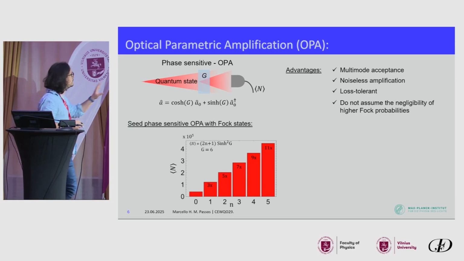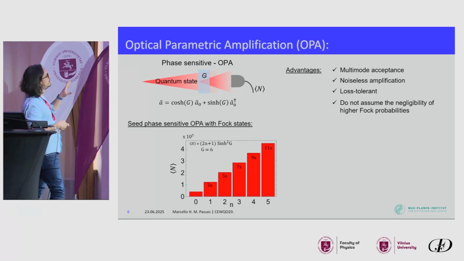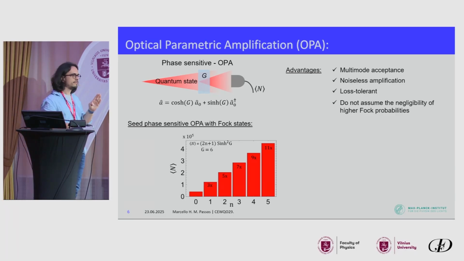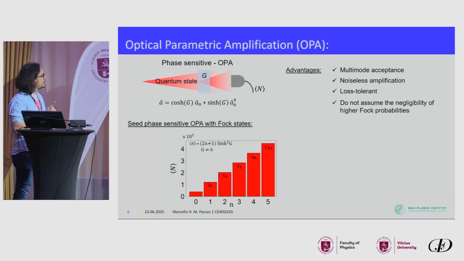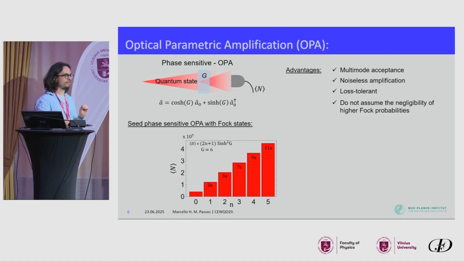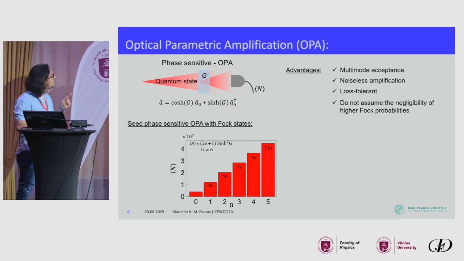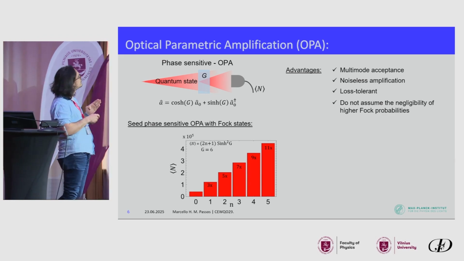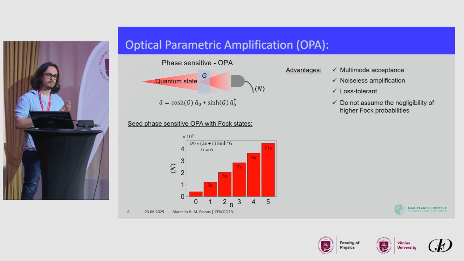It can be seen in this image, one example of how we check this amplification. Here we have the mean number of photons as a function of the Fock state. For a given gain, if before amplification you have vacuum and you amplify the vacuum, you should have a mean number of photons proportional to sinh squared of your gain. However, if you seed this amplifier with a single photon, you should expect the mean number of photons to increase 3 times, and with 2 photons, 5 times, and so on. So basically, the mean number of photons can tell you information about the state before amplification.